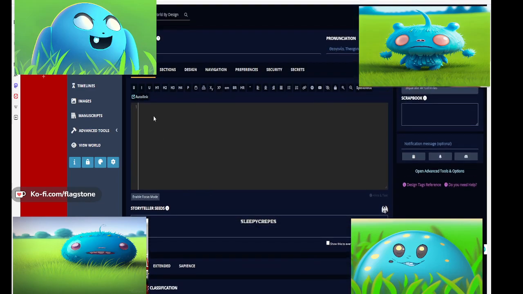Okay, let's see. So we got snowberry. So this is getting a little bit of a back.